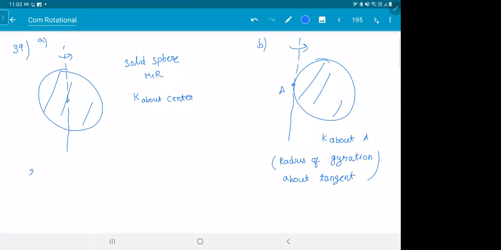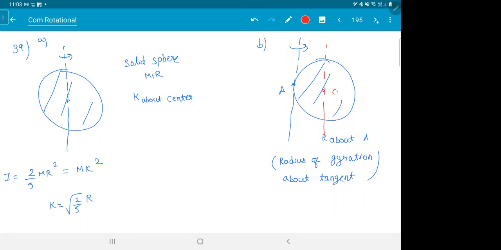See, this is 2 by 5 mr square, which is equal to mk square. That's the radius of gyration; the moment of inertia is mk square. So k is root 2 by 5 r. This is what I was saying. So for a solid sphere it will be written like this. K is equal to 0.1 or something. That 0.1 is 2r by 5. So when you square it, you'll get 2 by 5 mr square only, but that is included in the problem. Next, what about this one?